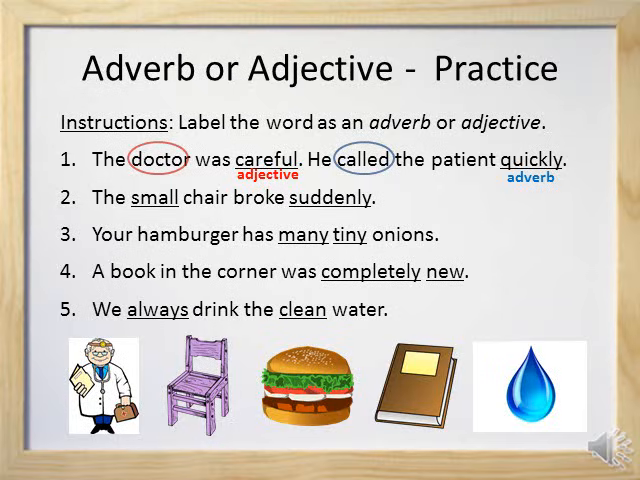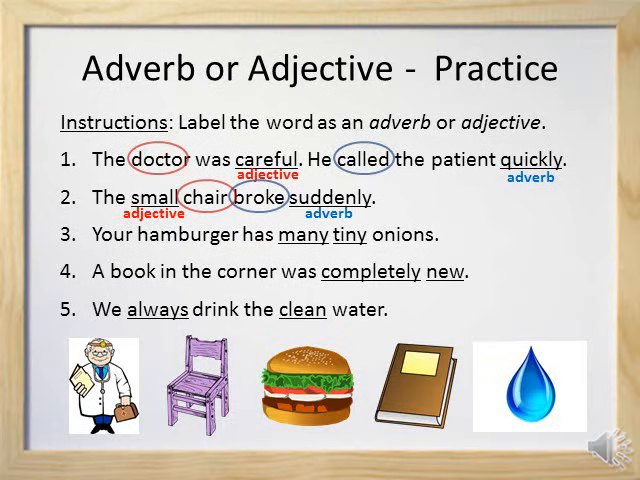Number 2. The small chair broke suddenly. What part of speech is small? Is it an adverb or an adjective? Small is an adjective. How do we know? Because it describes chair, and chair is a noun. Adjectives describe nouns. What about suddenly? Is it an adverb or an adjective? Suddenly is an adverb. We know that because suddenly describes broke. Broke is a verb. Adverbs describe verbs.